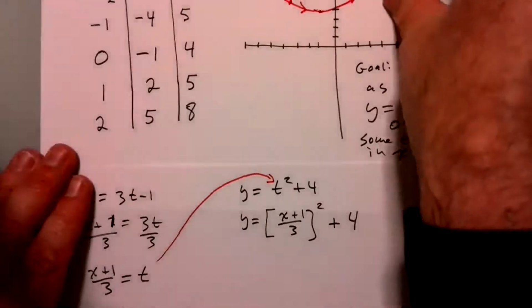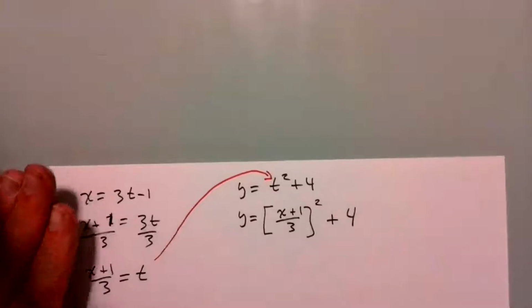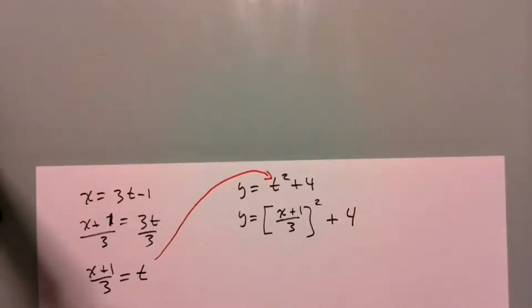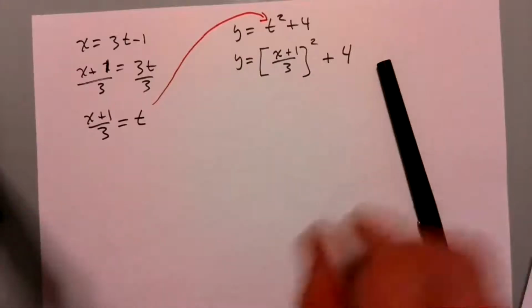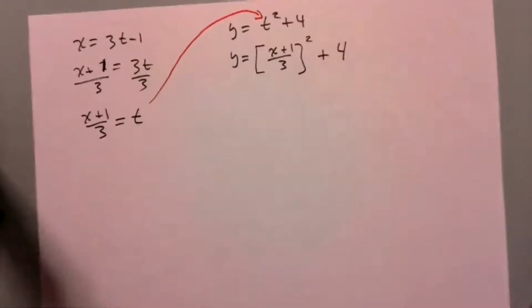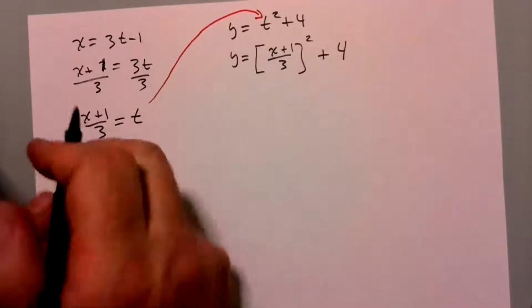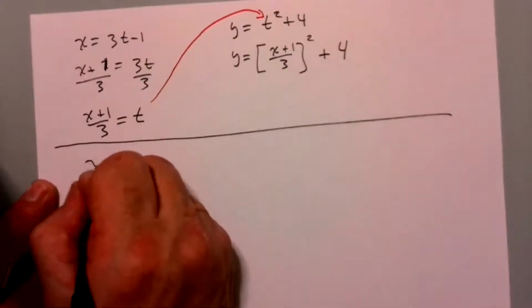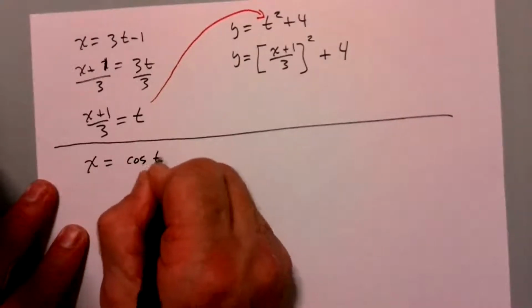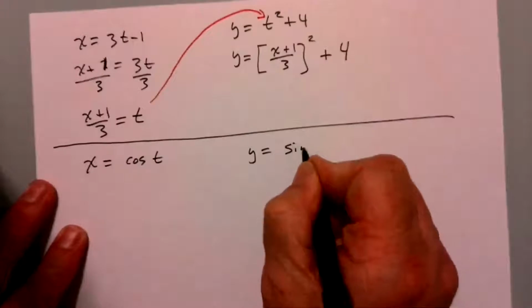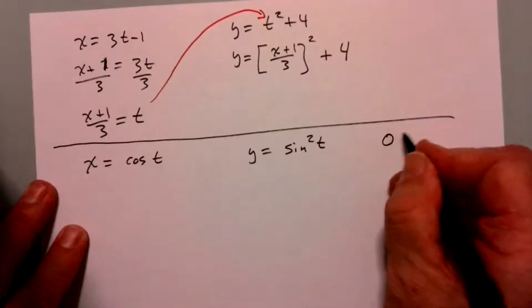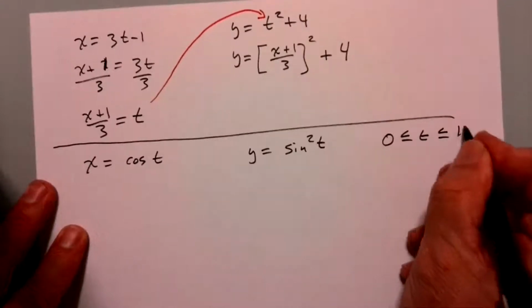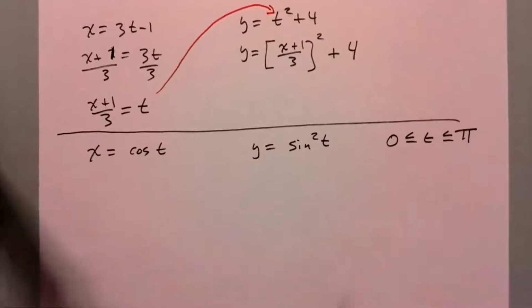Okay, so let's take a look at another one. I'm going to give you a parametric equation. We want to think about what the graph looks like, and then we'll want to eliminate the parameter to try to express it as some equation in x and y. So here's what we're going to get. We're going to take a look at x is cosine t, y is sine squared t, and we are interested in this as we go 0 less than or equal to t less than or equal to pi.